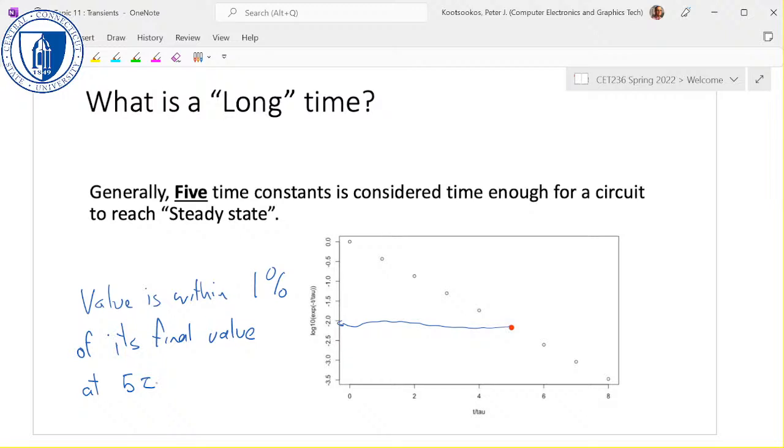If you were doing something that required a bit more accuracy, you might want to do within 1 in 1,000, right? So maybe you'd want 7 time constants. But most of the stuff we do, 1% is quite good enough.